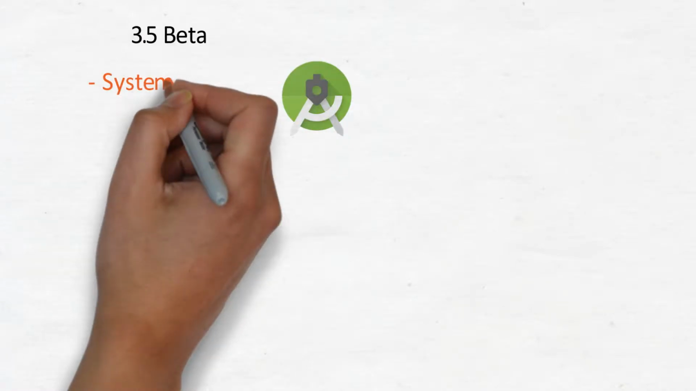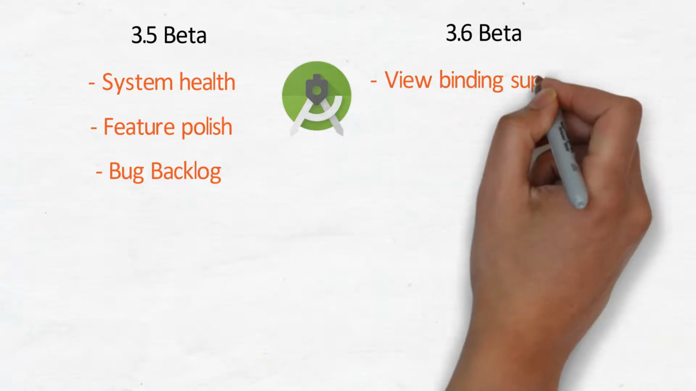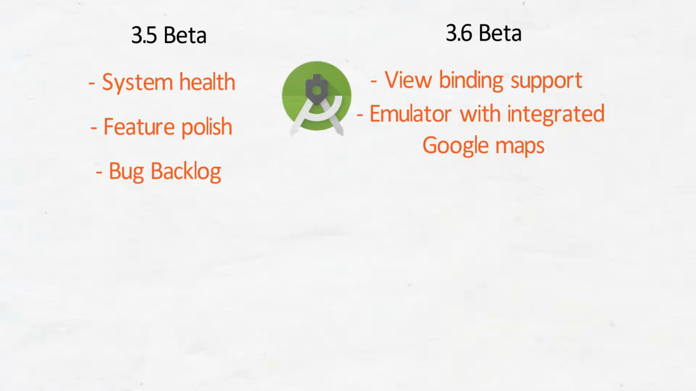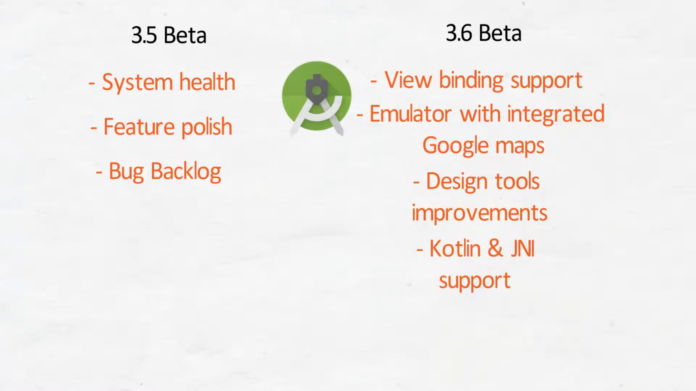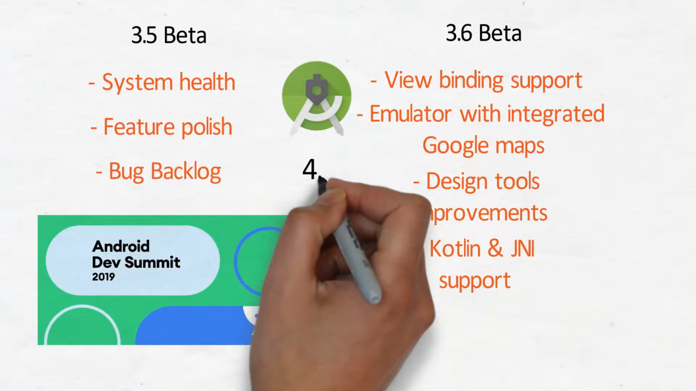At Google I/O 2019, Google launched Android Studio 3.5 into beta, where the focus was on system health, feature polish, and bug backlog. Then in September 2019, Google launched Android Studio 3.6 into the beta channel, which had things like view binding support, an emulator with integrated Google Maps, design tools improvements, and Kotlin and JNI support. So in this Developer Summit, Google talked about Android Studio 4.0.